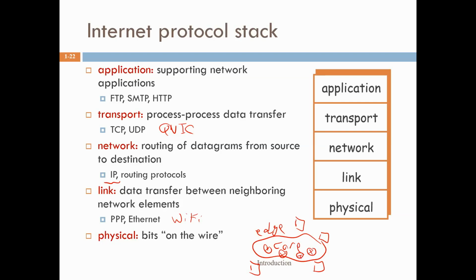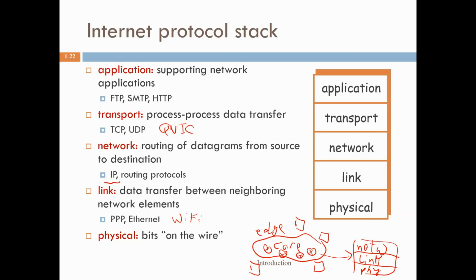So it doesn't need to implement an application layer. And because the transport layer is responsible for data transfer between application processes, if you don't have an application layer, then you have no need for a transport layer as well. And so the routers only implement network, link, and physical layers. Okay. The routers implement only these three layers.